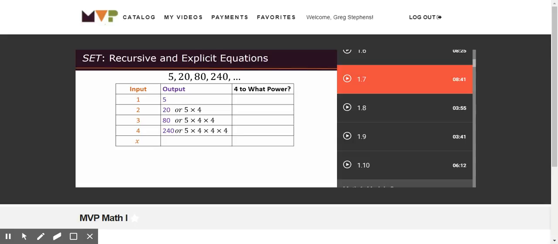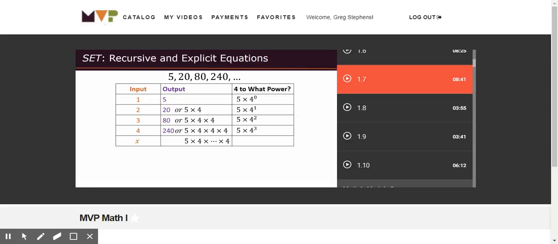Notice that term 1 gives us 5 times 4 to the 0 power, term 2 gives us 5 times 4 to the first power, term 3 gives us 5 times 4 to the second power, and term 4 gives us 5 times 4 to the third power. Rewriting the terms in this manner helps us to see the repeated multiplication. This is a geometric sequence.